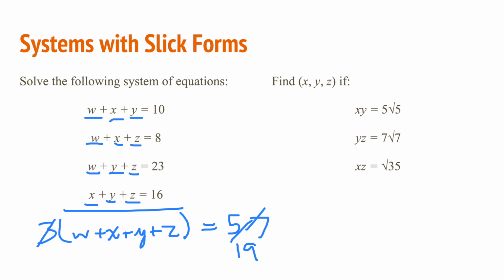And how do we find the actual values of the variables? Well, what happens if we subtract off each of the equations from the sum? We get the actual values of the variables. So we find that z equals 9, y equals 11, x equals -4, and w equals 3.